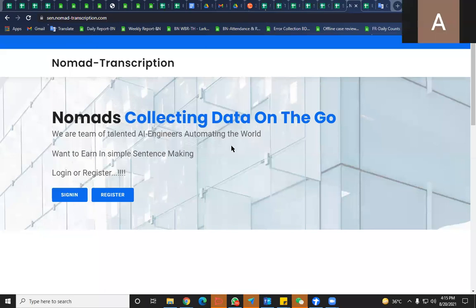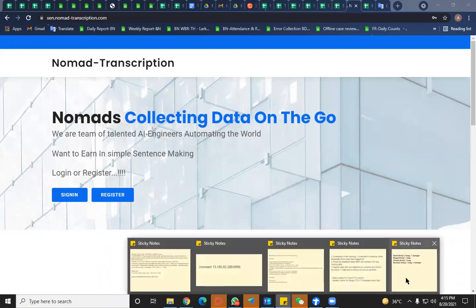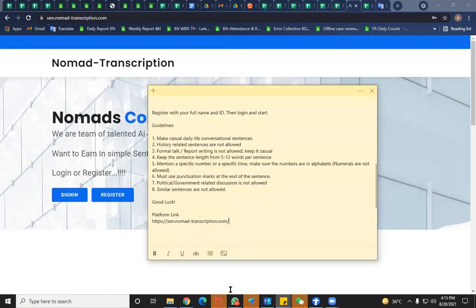There are some basic requirements, some guidelines for this project. I will discuss these requirements with you, and then I will show you how this simple work is done on the platform. Point number one is we have to register on the platform using our full name and ID. Then we can log in and start. These are the basic 8 guidelines that we must follow so that we do not make any mistakes, and these requirements are from the client.